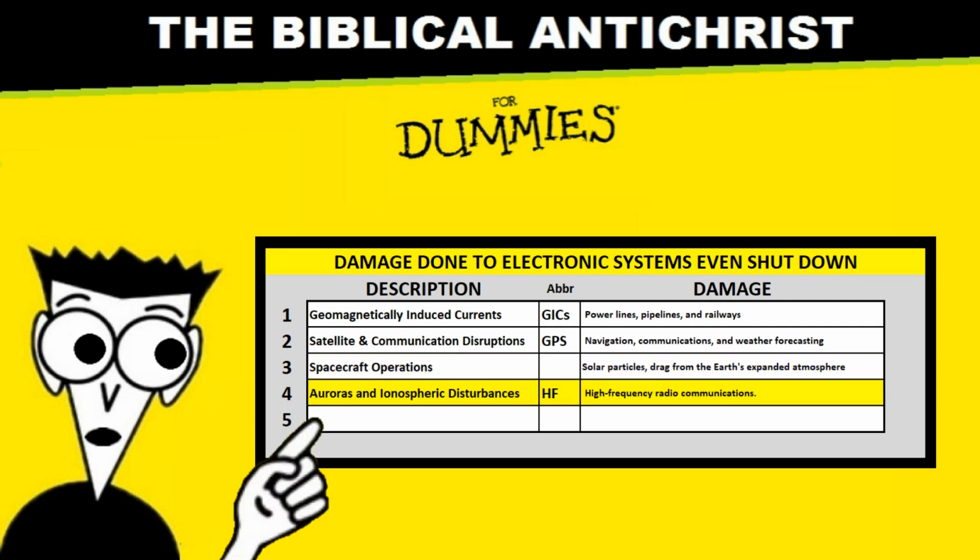Auroras and ionospheric disturbances. Severe space weather events can lead to stunning auroras, northern and southern lights visible at lower latitudes. These colorful displays can be captivating but also impact high-frequency radio communications and disturb the ionosphere.